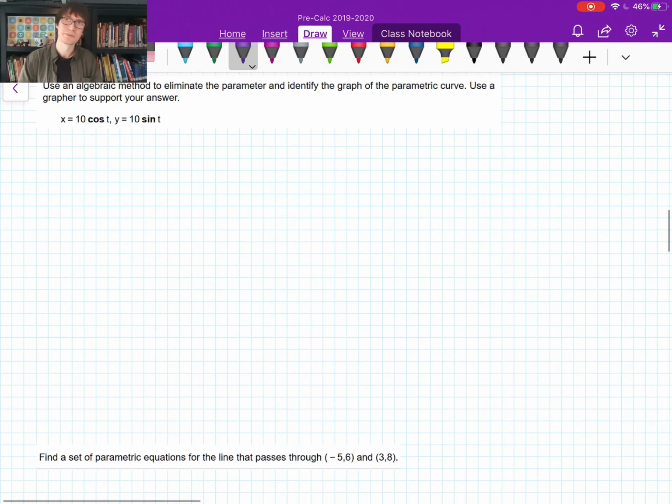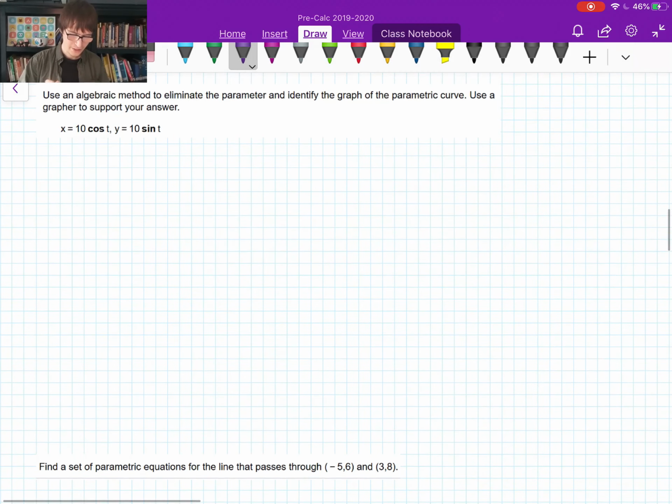It says use an algebraic method to eliminate the parameter and identify the graph of the parametric curve. Use a grapher to support your answer. Okay, let's break this down by clauses again. It says use an algebraic method to eliminate the parameter. That's step 1. And identify the graph of the parametric curve. That's step 2. And use a grapher to support your answer. So this looks like a similar one that we've done before, except this one, unfortunately, is going to be a lot more difficult because we have this cosine and sine. What do you do with that?